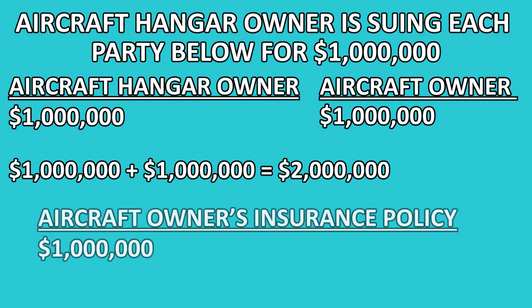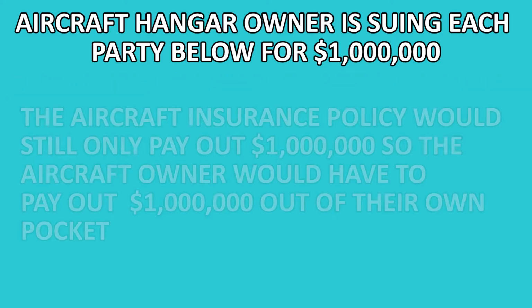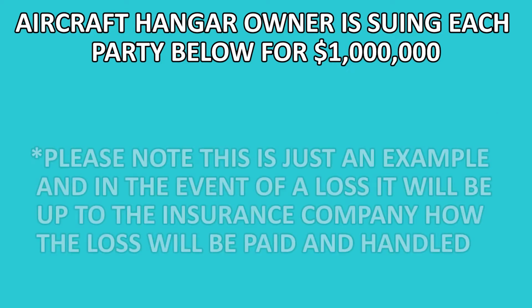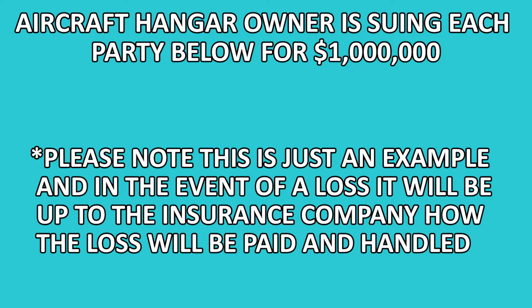Now, if you only have $1 million worth of liability coverage on your aircraft insurance policy, it does not mean that the hangar owner gets $1 million and you get $1 million worth of coverage from your aircraft policy. What it means is this. In this example, in total, you would still only get $1 million. So essentially, you would be out $1 million. And the reason your policy would most likely protect the aircraft hangar owner is because they were named as an additional insured onto your policy. So in the event of a loss, they should be protected by your policy.